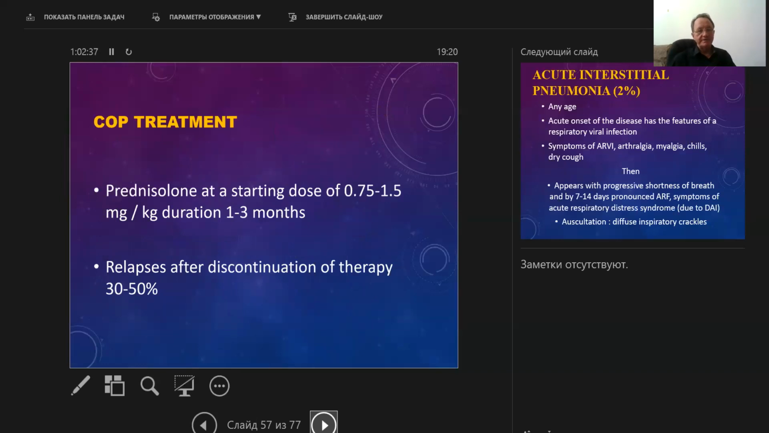COP treatment includes prednisolone at a starting dose of 0.75 up to 1.5 milligrams per kg, with a duration of one to three months, and relapse after discontinuation of corticosteroid therapy happens in 30 to 50 percent. And also in our clinical experience we confirmed a case of relapse of COP.